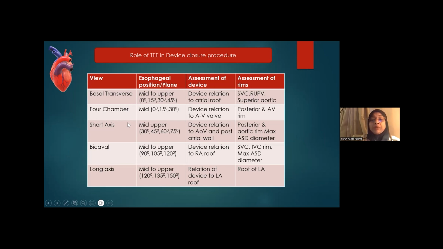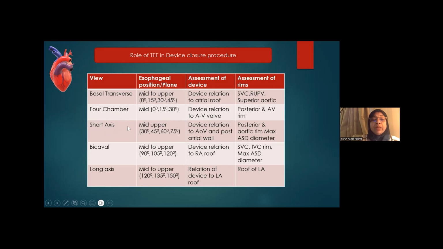aortic rim. Then we can achieve 4-chamber view if we push the probe a little downwards, and if we rotate into 0, 15, and 30 degree view, then we will see the device and its relationship with the atrioventricular valve. So this is called 4-chamber view in the transesophageal echocardiography.